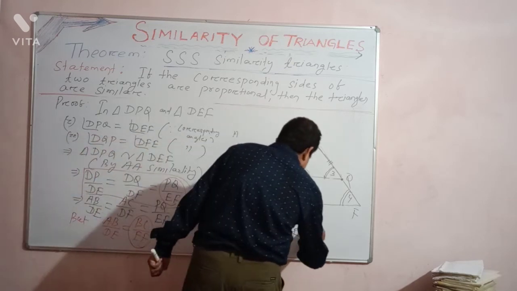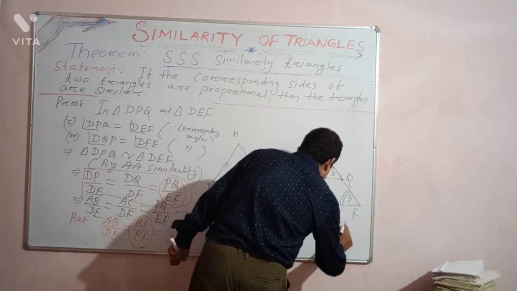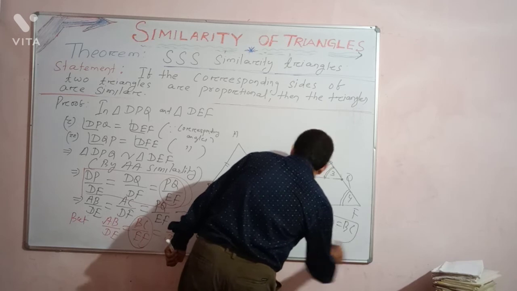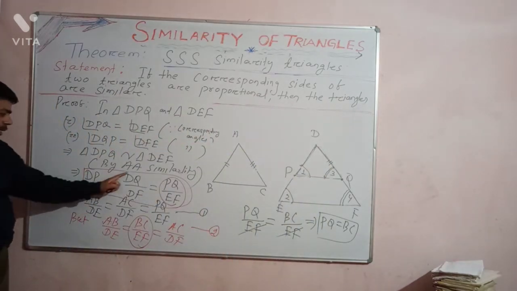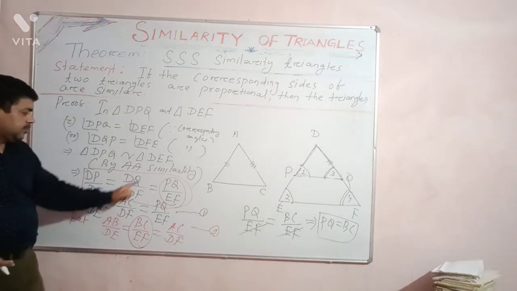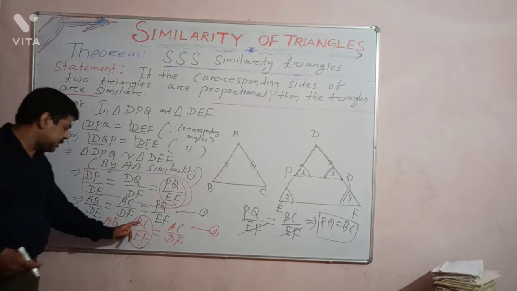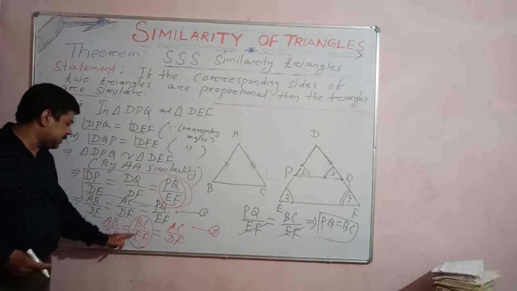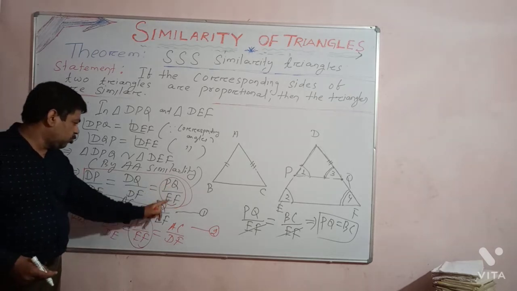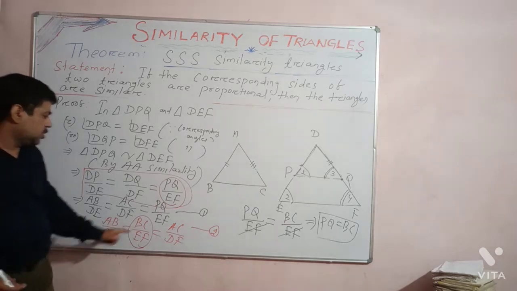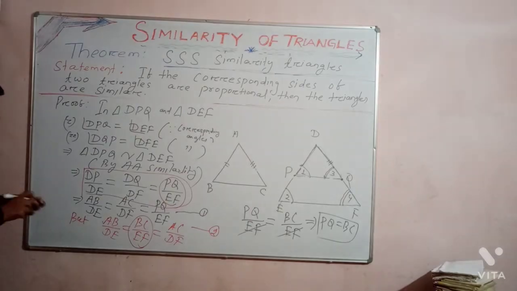That implies, are you getting now? PQ is equal to BC. Understand why? Because this concept you are using: DP by DE is equal to AB by DE, DQ by DF is equal to AC by DF, PQ by EF is equal to PQ by EF. You see again AB by DE is equal to BC by EF. It means AB by DE is equal to BC by EF is equal to PQ by EF. So you see now PQ by EF is equal to BC by EF. So EF you will cancel and PQ is equal to BC. Understand? PQ is equal to BC.